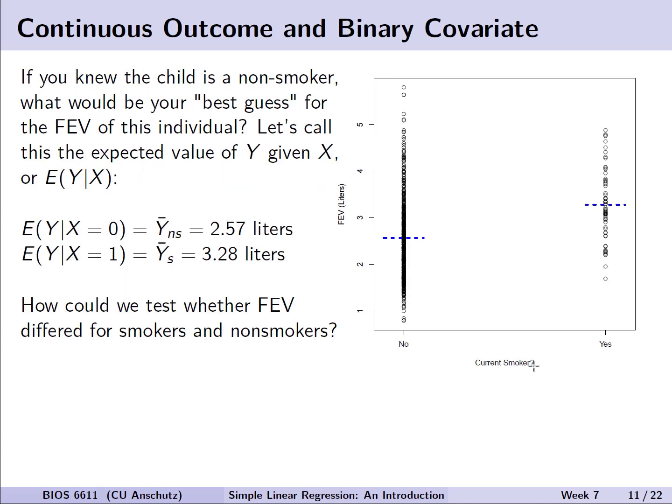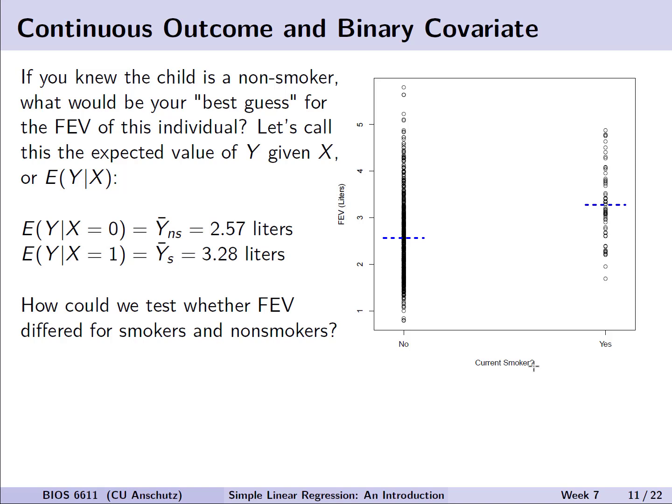Now, what if we move, though, into the context where we have a continuous outcome, but a binary covariate? In other words, maybe it's something like we knew the child is a non-smoker or smoker. What would be our best guess then for the FEV of an individual if we have that additional information? And in this case, let's call this expected value y given x, or E of y given x.